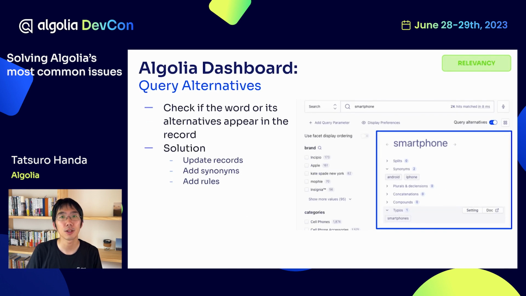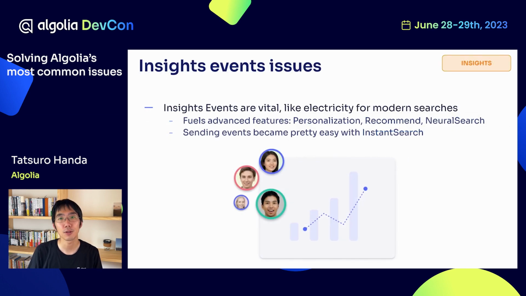This tab, as you can see on the image on the right side, shows all alternatives that are expanded from the original query, like synonyms, plural forms, or even words having typos. With this information, you can update your record to include one of these words or even the original query word. Another solution, especially when you don't want to modify the records directly, is adding synonyms or rules to cover this matching.